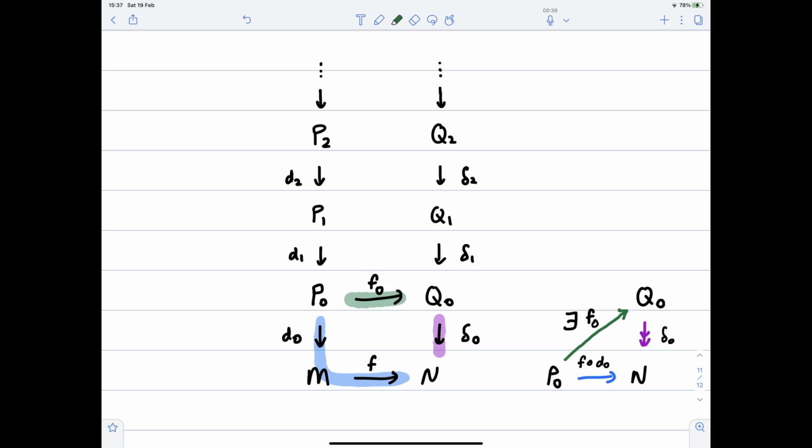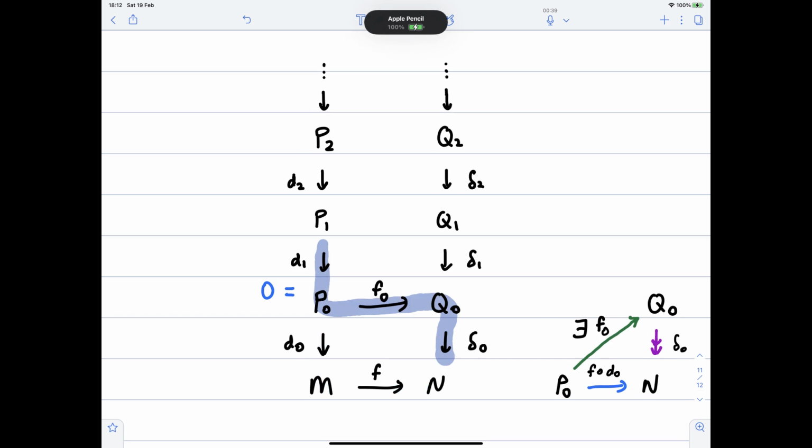We now declutter the diagram, but keep our memento off to the right. Since P is a resolution, the composition from P1 to M is 0. So it's still 0 if we further compose with F. Now, by the commutativity of the diagram, any composition from P1 to N is 0, including this composition. So in this composition, by the time we arrive at Q0, we're in the kernel of delta 0. Let's record this off to the left for later use.